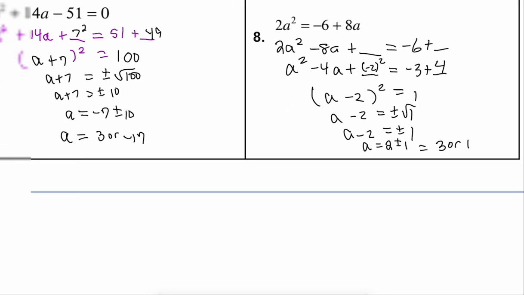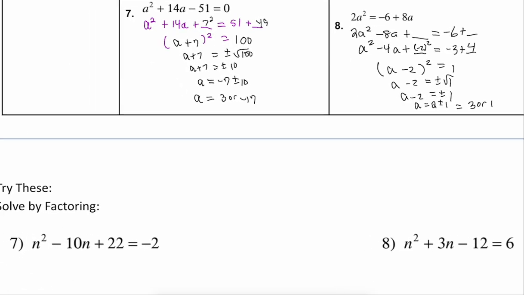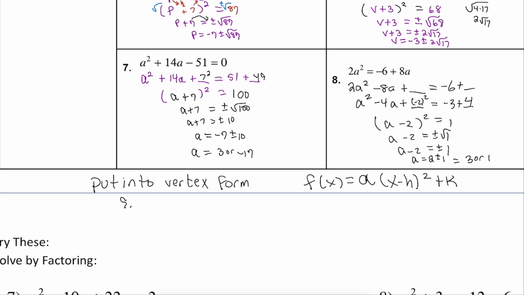Okay. Now I need to add 2 things for us before we move on. There are some try these down at the bottom. So I want you to try some of yourself before you turn this in. So that's your homework. But before we do that, I want to put into Vertex form. So I'm going to add a 9 and a 10. So we're going to use this one.